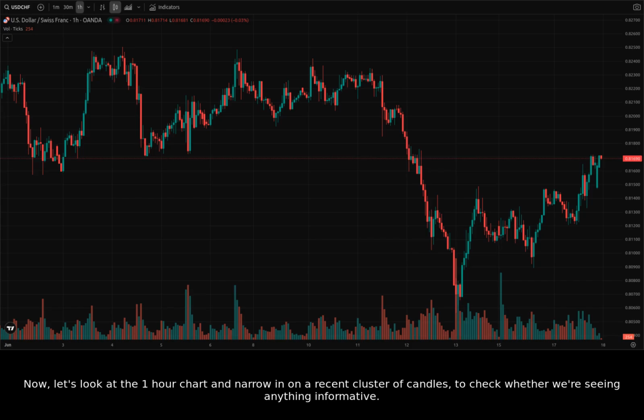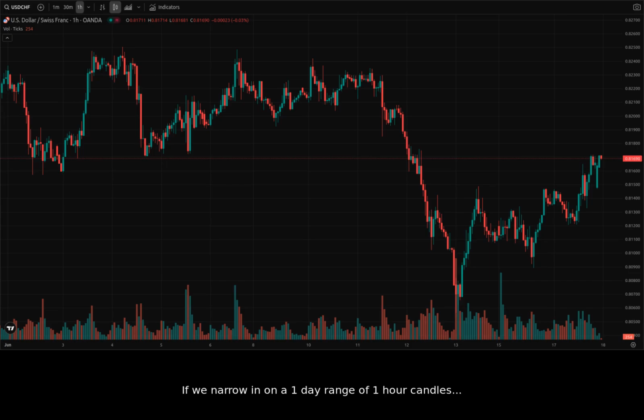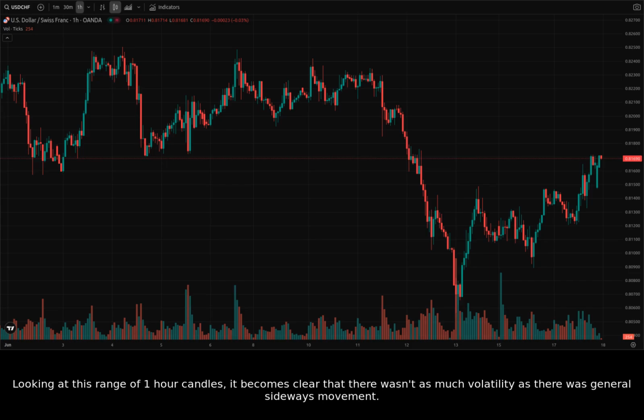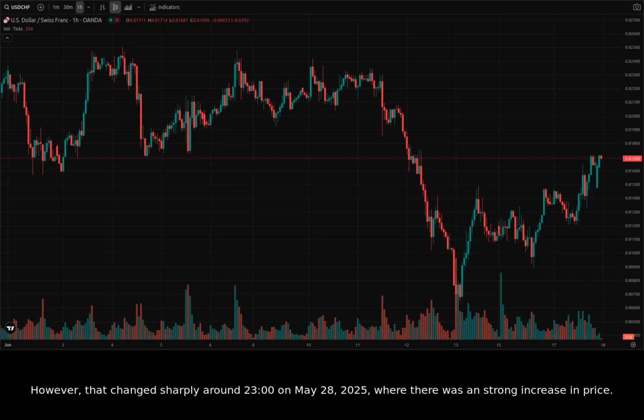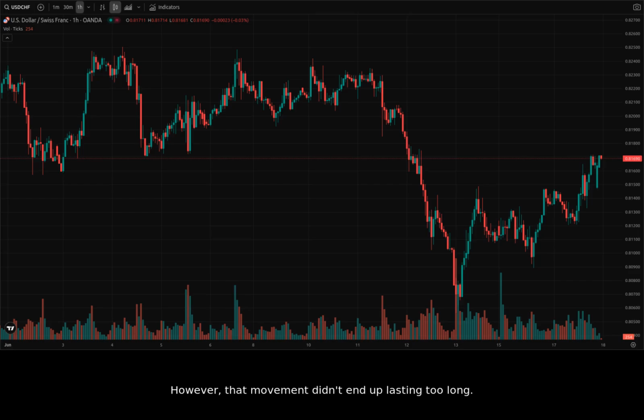Now, let's look at the 1-hour chart and narrow in on a recent cluster of candles to check whether we're seeing anything informative. If we narrow in on a 1-day range of 1-hour candles, it becomes clear that there wasn't as much volatility as there was general sideways movement. However, that changed sharply around 2300 hours on May 28, 2025, where there was a strong increase in price. However, that movement didn't end up lasting too long.